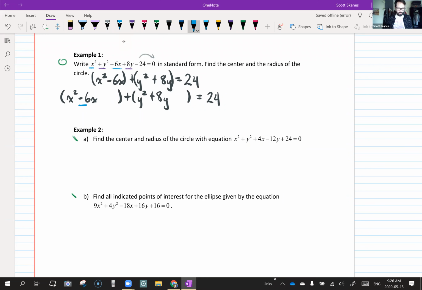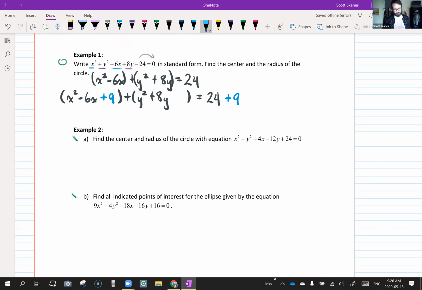6, or negative 6, divided by 2 and squared. What's 6 divided by 2? It's 3. Square it, 9. What do we do? We multiply by whatever's over here, that's just a 1, and we put it on the other side too. Now it's balanced.